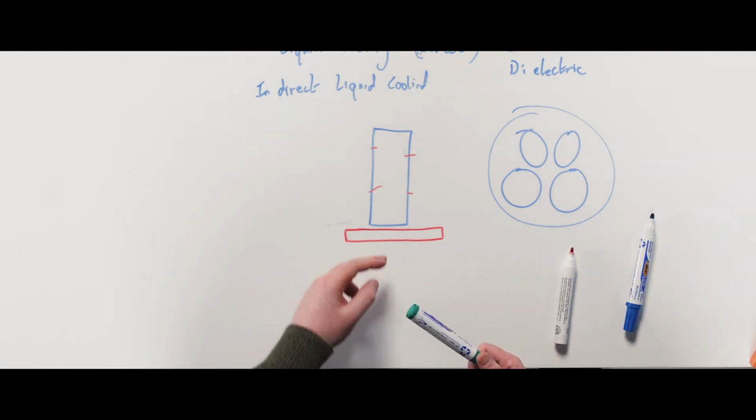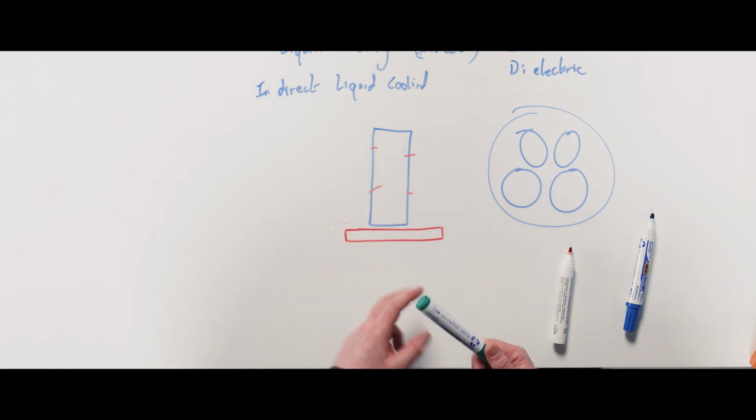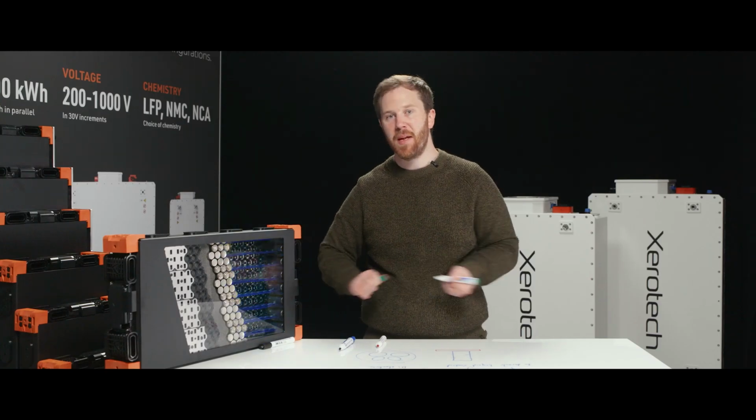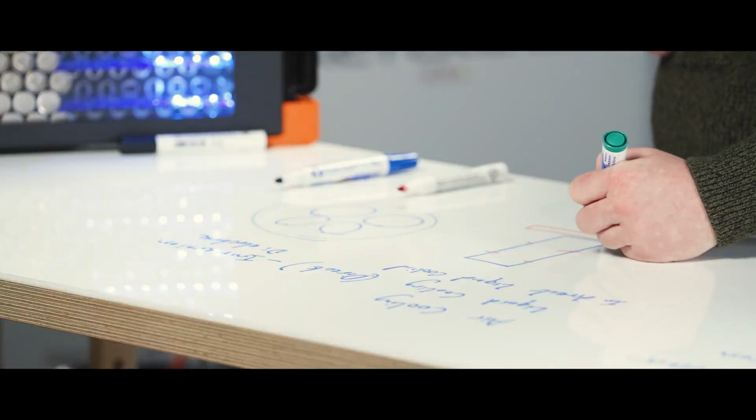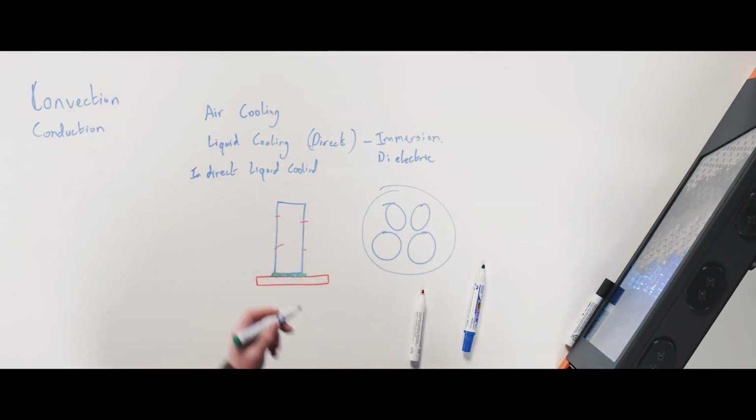And with these metal plates, because you can't directly touch the cell with the cold plate, they use something called a thermal interface material. This is something that doesn't conduct electricity, but does conduct heat.